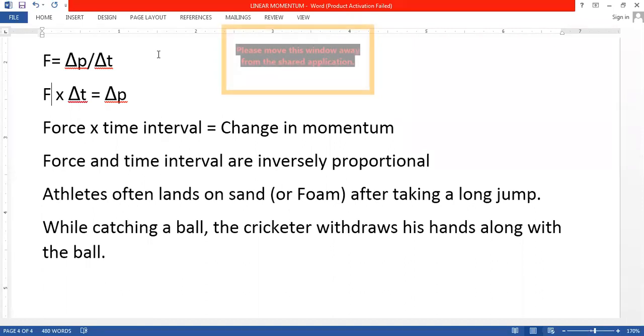Yes, sir. Okay, chalo. So, should we start with some numericals now? Yes, sir. Let's start with some numericals. Now write down the numericals with me.